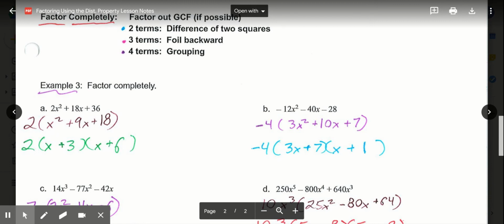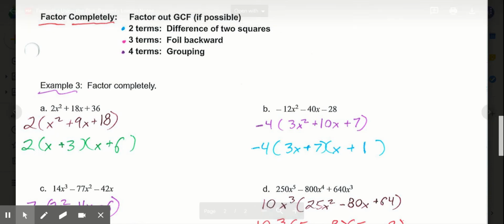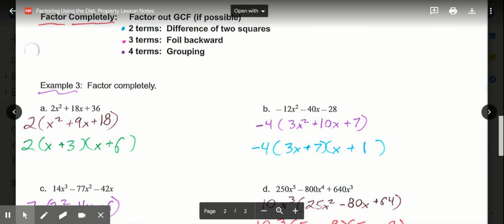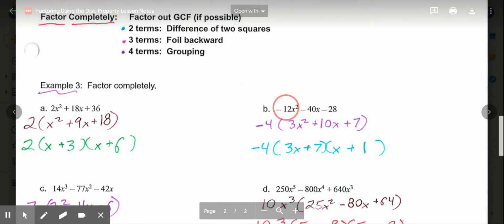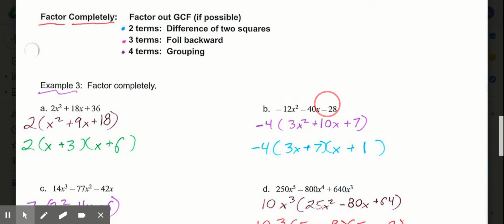So in B, again, we're looking to factor out a GCF if possible. Each part here, negative 12x squared minus 40x minus 28, can all be divided by a negative 4. So when we do that, on the inside, that leaves us with 3x squared plus 10x plus 7.